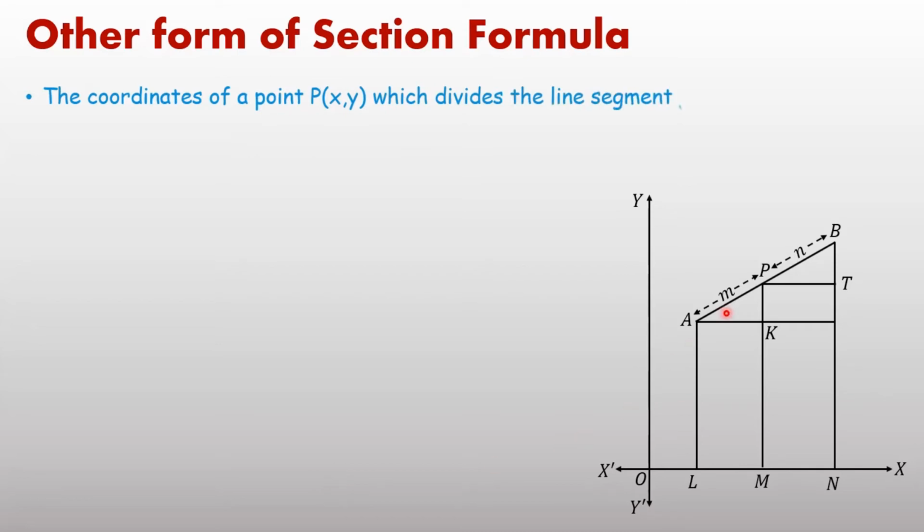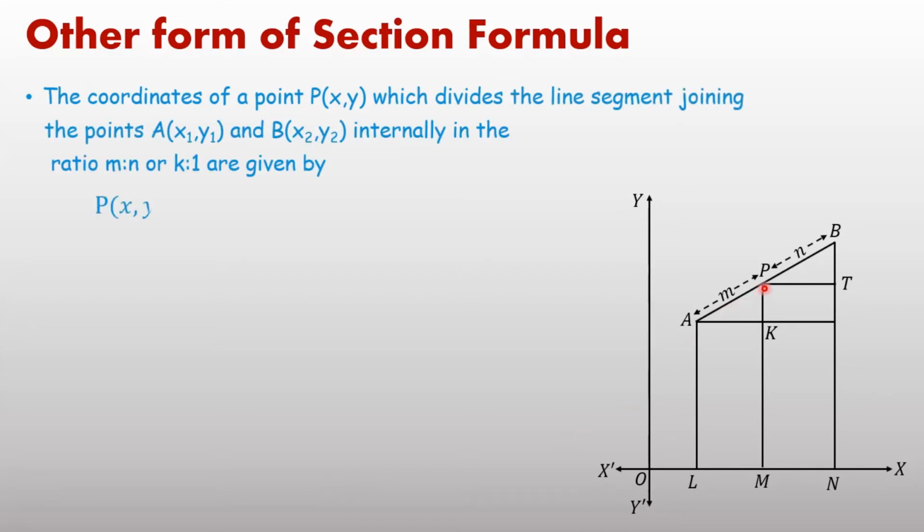Now, one more form of section formula, which whenever required you can use in questions. Coordinates of point P lies on the line segment joining the points A and B having coordinates (X1, Y1) and (X2, Y2). Therefore, we can write ratio as M is to N. Then coordinates of point P: (MX2 plus NX1) upon (M plus N), comma, (MY2 plus NY1) upon (M plus N), already covered. Now here divide numerator and denominator by N.